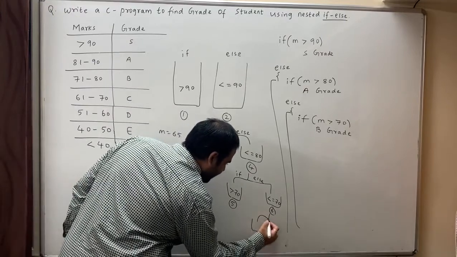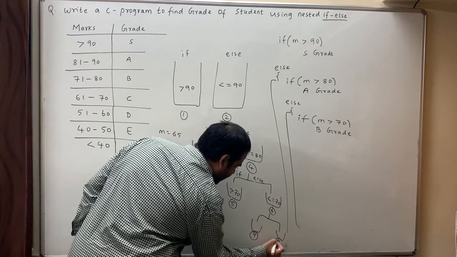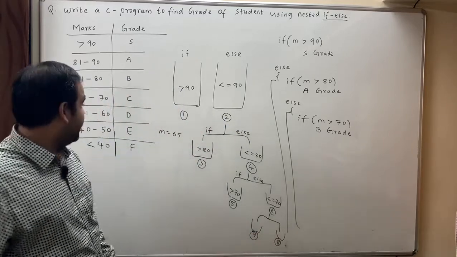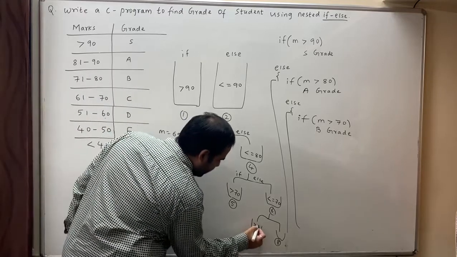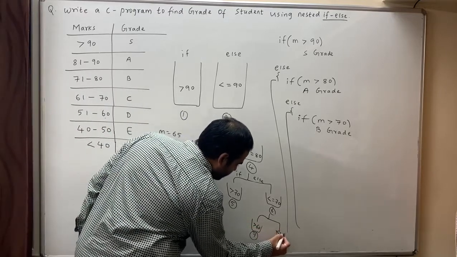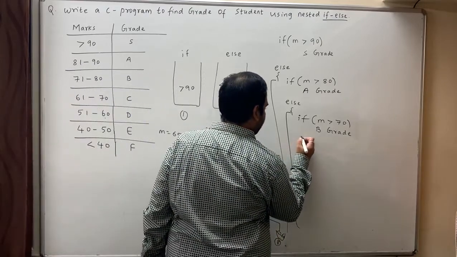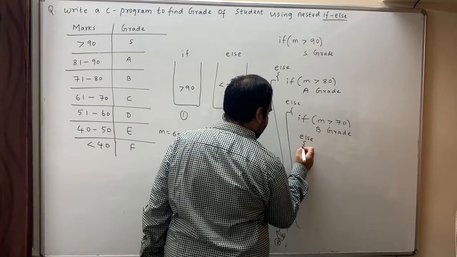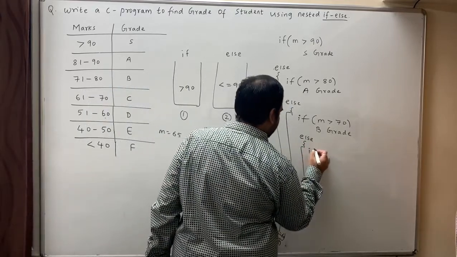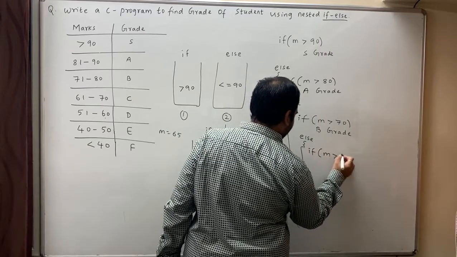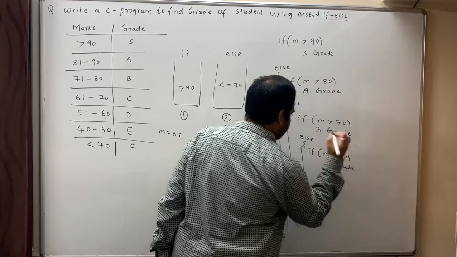Therefore we will divide into two more buckets. Let me call this bucket number 7 and this bucket number 8. And what is the marks over here? 60. Therefore I write over here it is greater than 60 and it is less than or equal to 60. Hence we write again else, and in else we have again the body. What is the body? If marks is greater than 60, then what grade is it? It is C grade.